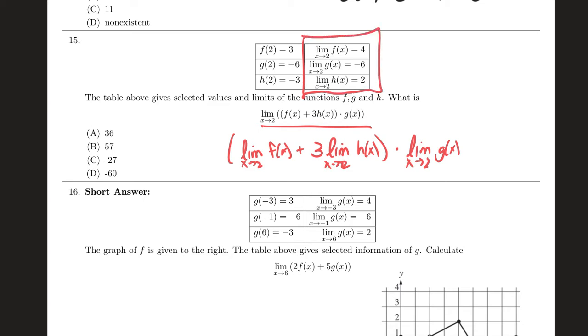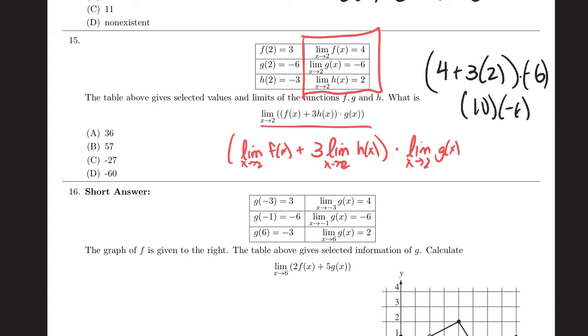So the limit of f of x at 2 is 4, h of x is 2, and then g of x was -6. And then if we simplify the parentheses first, it's times -6. We get 4 plus 6 is 10, times -6 is -60. So using our properties of limits, we get -60.